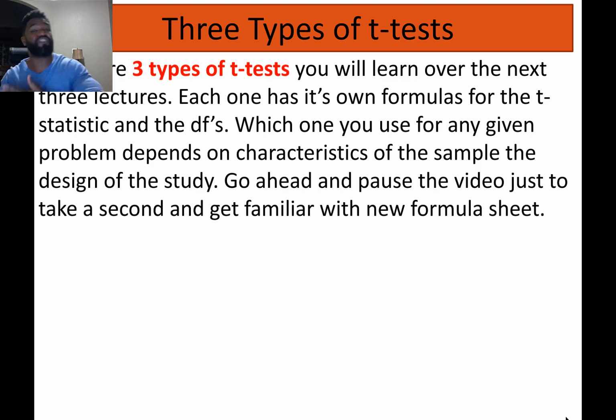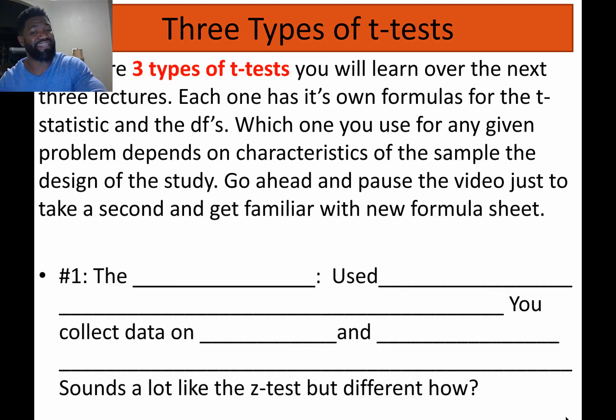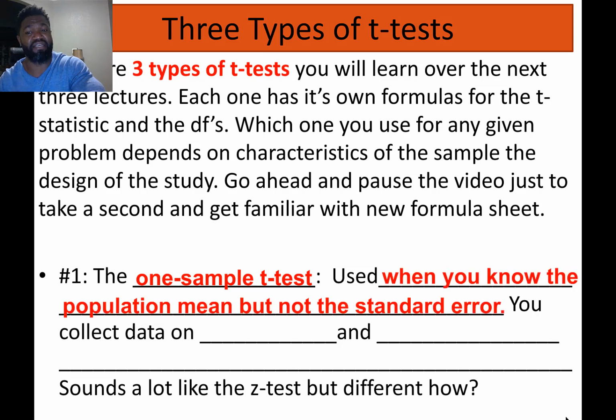So the first one that we're going to learn about today is called the one sample t-test. The one sample t-test is used when you know the population mean, but not the standard error. So we don't know what the population standard deviation is. And if we don't know that, then we can't divide it by the square root of n for our sample in order to get an estimation of the standard error to use the z-score formula to do our hypothesis testing. So z-test is out now, right? Because we don't know the population standard deviation and can't figure out the standard error.